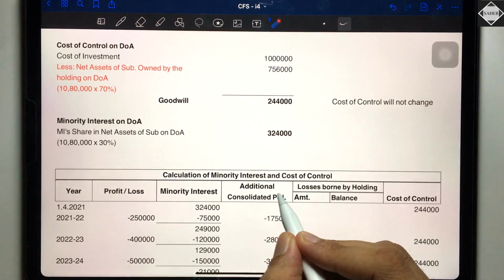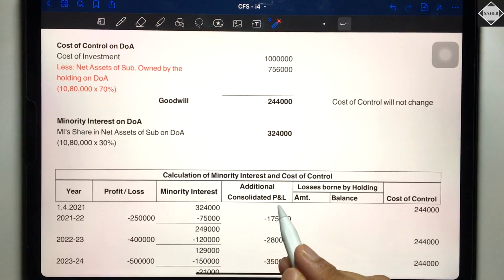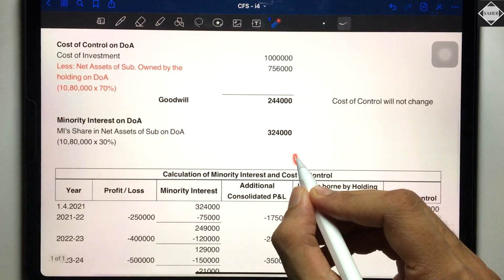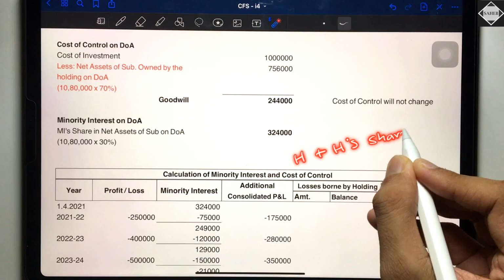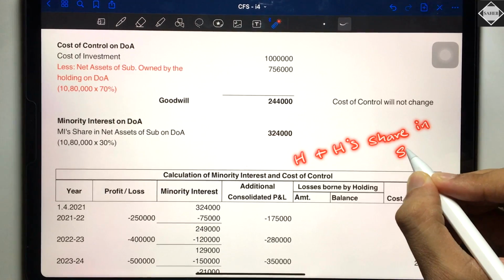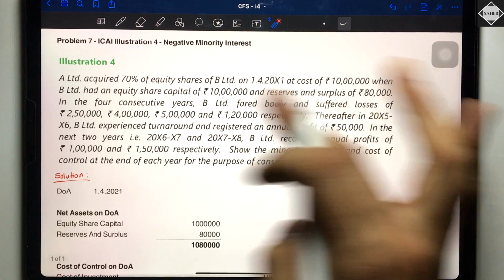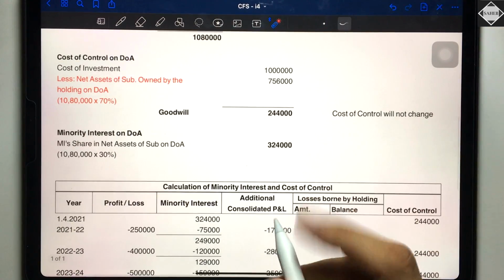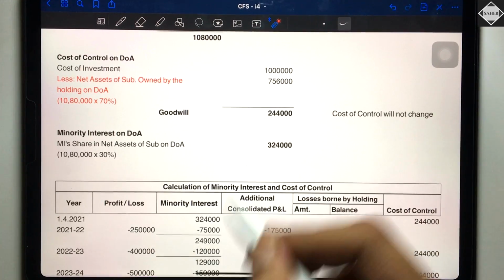And then here we have the additional consolidated P&L column. What is this? This is the holding P&L, right? Consolidated P&L means the holding balance plus the holding share in the subsidiary, isn't it? But here the holding balance is not given. How much holding profit and loss is there? So that's why it's called additional consolidated P&L. We are just showing the impact of this minority and everything.